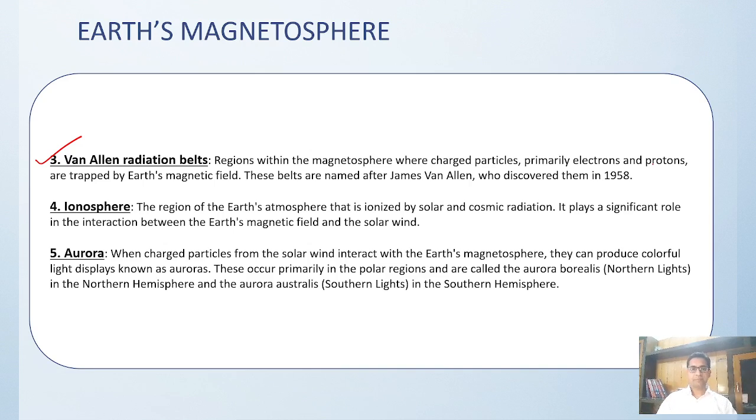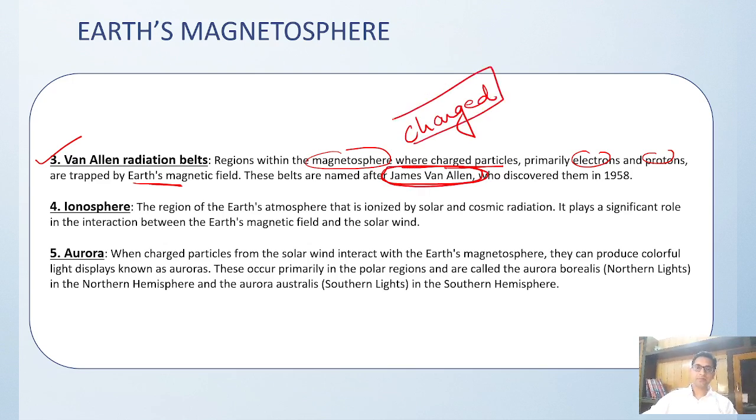Then Van Allen radiation belts are there. A Van Allen radiation belt is a region within the magnetosphere where charged particles, primarily electrons and protons, are trapped by the Earth's magnetic field. This was discovered by James Van Allen. This is a highly charged region which also helps in protecting us from the radiation of the sun.